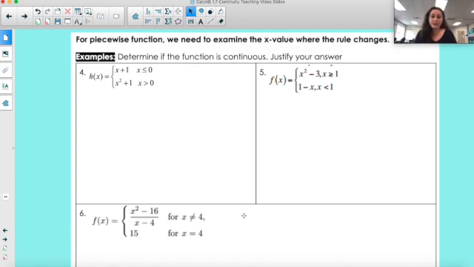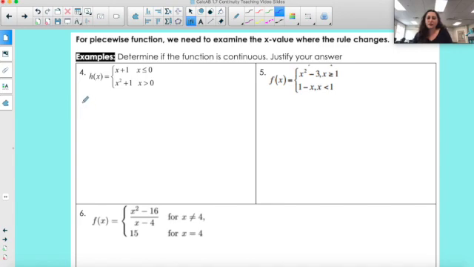All right, for piecewise functions, we need to examine the x value where the rule changes. Because this top part's a polynomial that will always be continuous. The bottom part is too, but what happens at 0 itself when the rules change? Maybe the limit doesn't exist, or maybe the limit doesn't equal the value of the function. So determine if the function is continuous and justify your answer. Remember, to be continuous, the limit has to exist, the function has to be defined, and they have to equal each other.